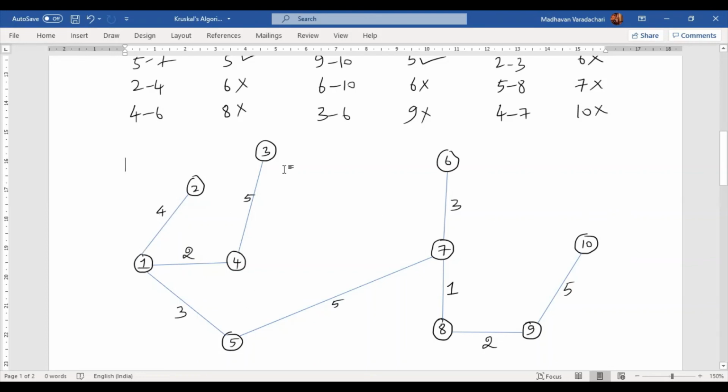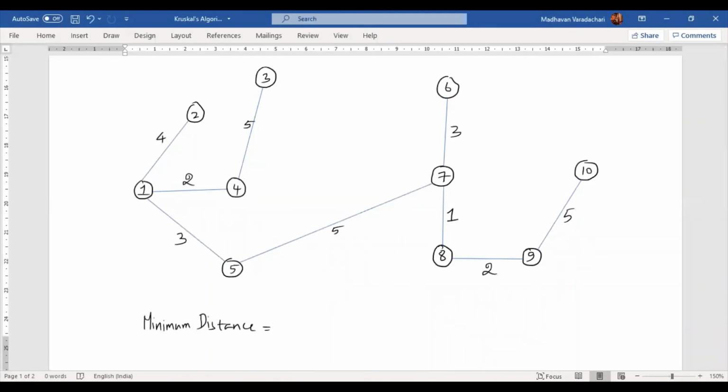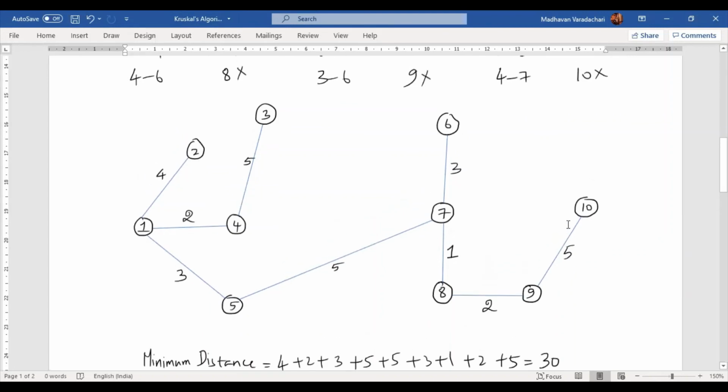There are 1, 2, 3, 4, 5, 6, 7, 8, 9, 10. Yeah, now we can calculate the minimum distance, which will be the sum of all these distances. 4 plus 2 plus 3 plus 5 plus 5 plus 3 plus 1 plus 2 plus 5. Let us add this. 6 plus 3, 9, 14, 19, 22, 23, 25, 30. It is the same solution we got in Prim's algorithm also. Right? So this way we do it in Kruskal's algorithm.